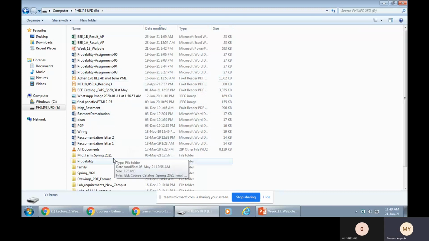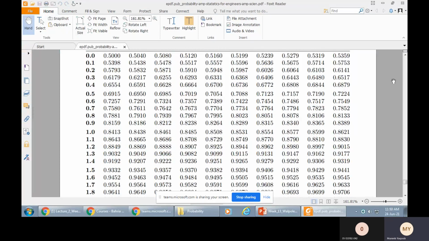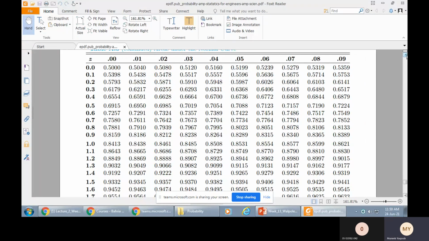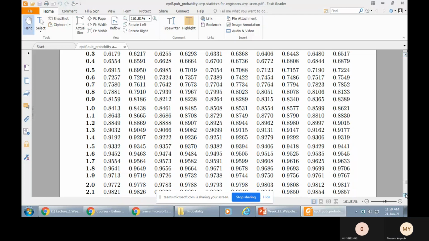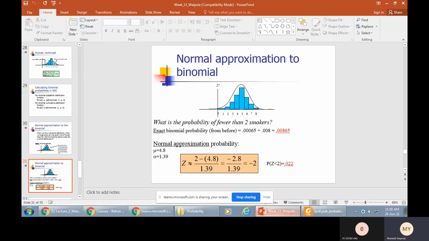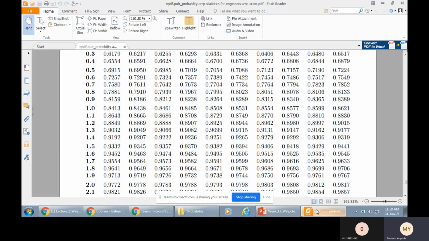Let me just open it. Okay, so this is the table known as the table for standard normal distribution. In this table, we need to find out the probability of z less than 2. Whether it was less than 2 or less than minus 2, I think it was less than minus 2. Yeah, less than minus 2. So we need to calculate the probability of z less than minus 2. For this, we will calculate the probability of z less than 2.